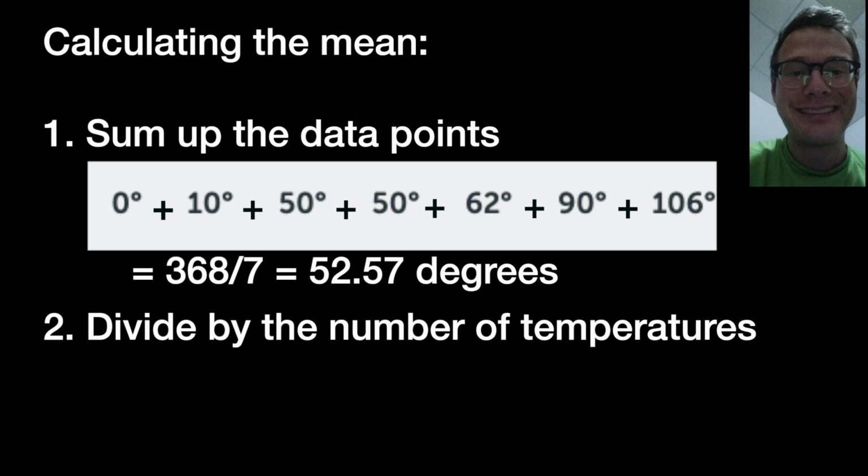Now, that's a little long. I'm going to round to the tenths place. So I look at the last number, which is a 7. That means that that 5 has got to go up to a 6 because it's closer to 0.60. That means that my final answer will be 52.6 degrees. That's the average rounded to the nearest tenth.